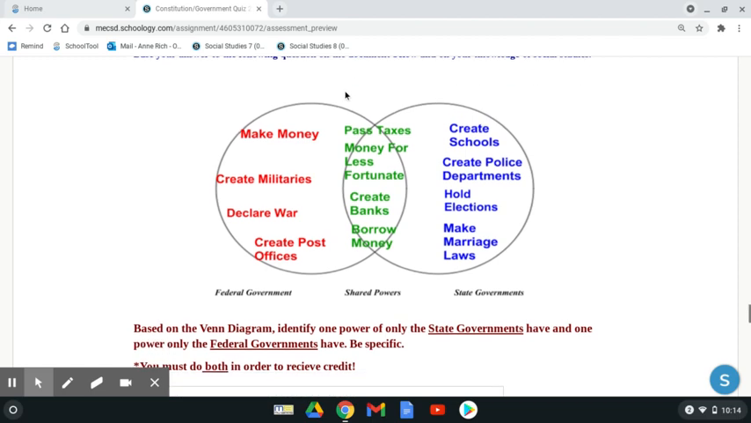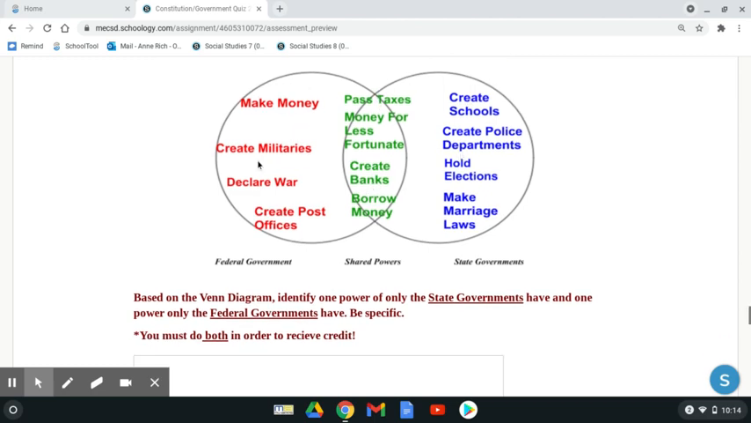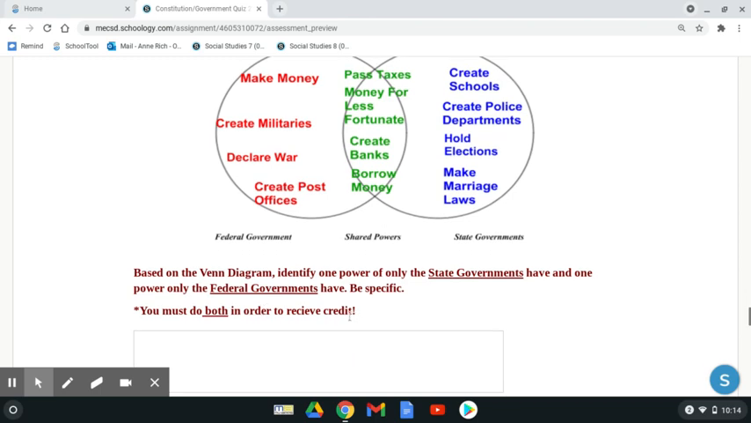Question number 11. Based on this Venn diagram, which says these are the powers of the federal government, these are the powers of the state government, and these are the powers that are shared by both. Based on this information right here, identify one power that only state governments have and one power that only the federal government has. Please be specific. In order to receive credit for this, you must do both.